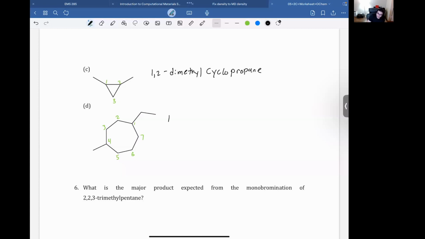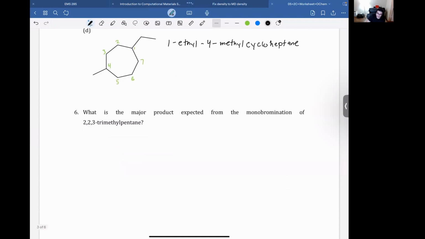So naming this, we have one ethyl, or you could just say ethyl. One ethyl, and then we have a methyl on the 4th position. One ethyl, 4 methyl. This is a ring, so we have cyclo. It's a ring of 7, so this is heptane.